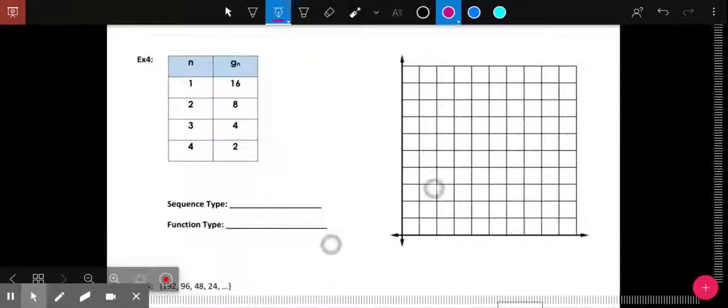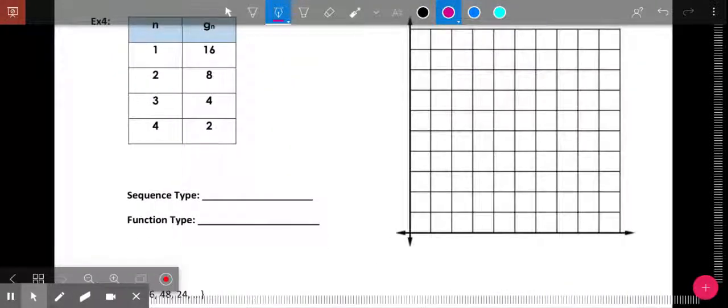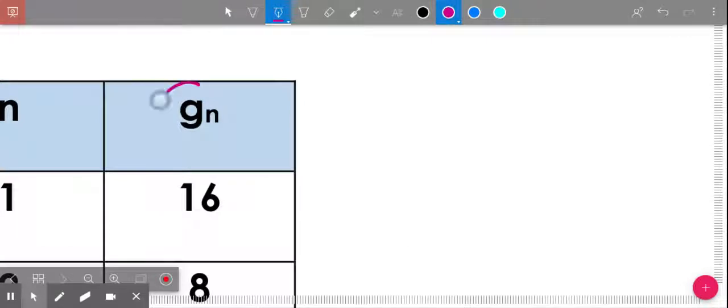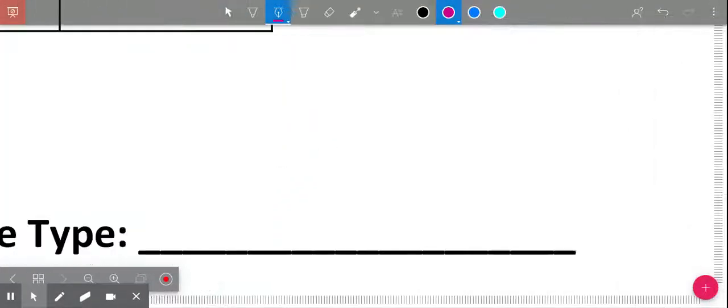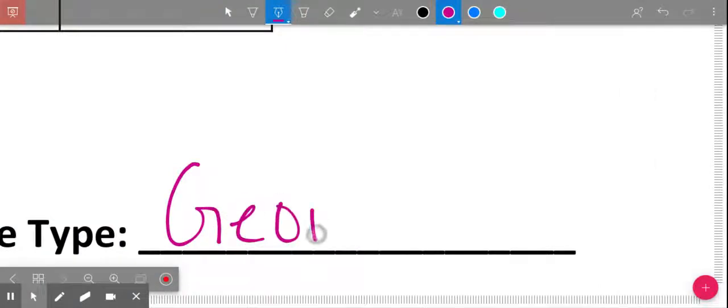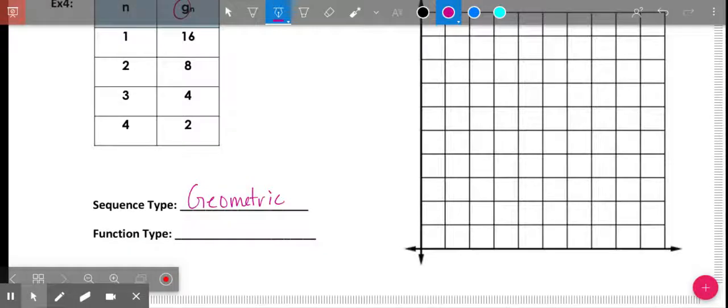Looking at number 4, same thing. We're just going to be graphing this. Guys, I'll give you a hint. There's a G right here, so we know it's going to be geometric. That means our pattern should be multiplying. We should be multiplying by something.